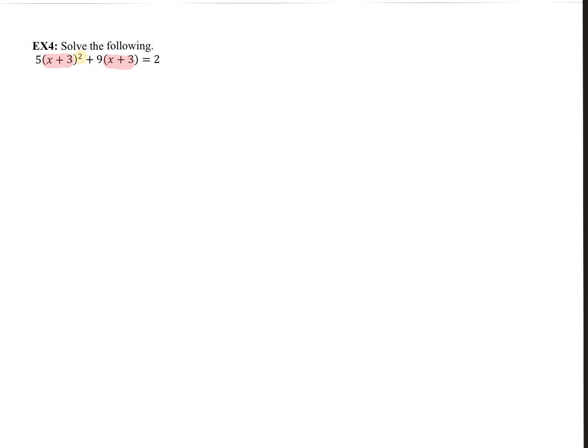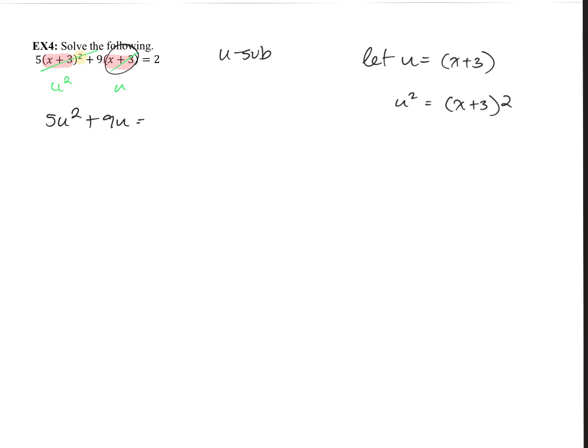Well, let's go ahead and try U sub. So I'm going to say let U equal, once again we pick the lowest power one, which would be x plus 3, which means that U squared would be x plus 3 squared. So let's swap out x plus 3 squared with U squared, and x plus 3 with U. And I have 5U squared plus 9U equals 2.